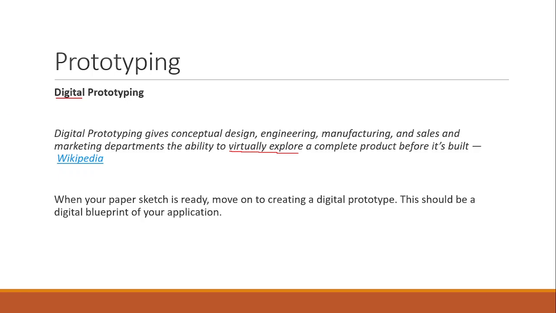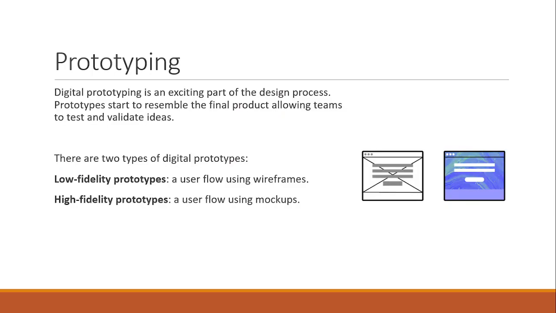So when your paper sketch is ready, moving on to this type, diba? To create a digital prototype. So this should be a digital blueprint of your application. So we can say that this is our exciting part of the design process. So see, digital prototypes start to resemble the final product, allowing teams to test and validate ideas. So validate ideas in the sense that they can test the actual functions.